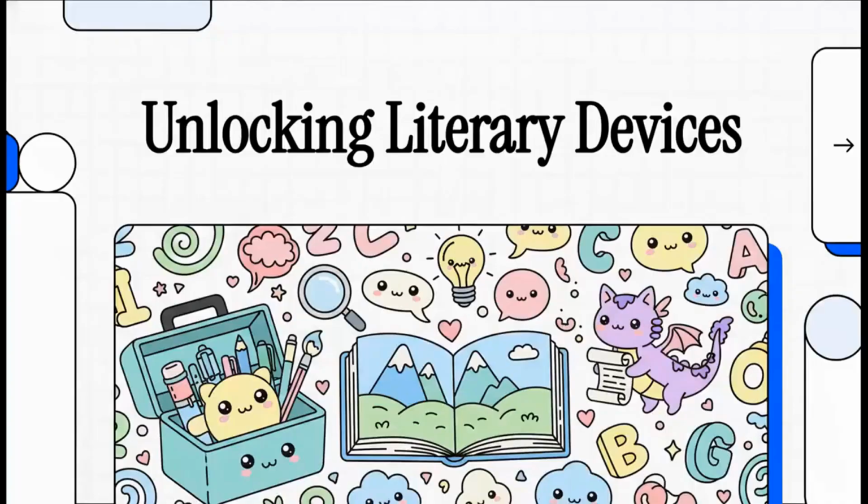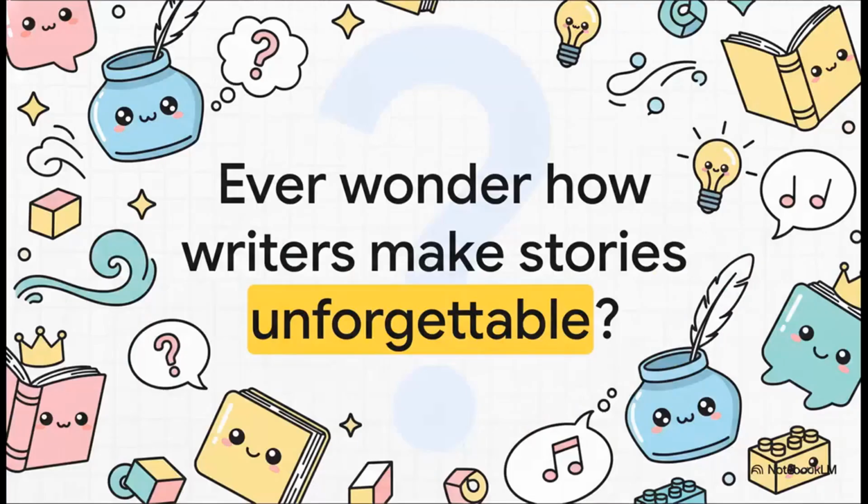Hey everyone, welcome back. Today, we're opening up the writer's toolbox to discover some of the techniques authors use to bring their writing to life. These are the tools that create vivid images, powerful emotions, and unforgettable stories. Today, we're going to look at three of the absolute biggest literary devices: symbolism, imagery, and foreshadowing. There are tons of others, of course, but these three are the foundation.